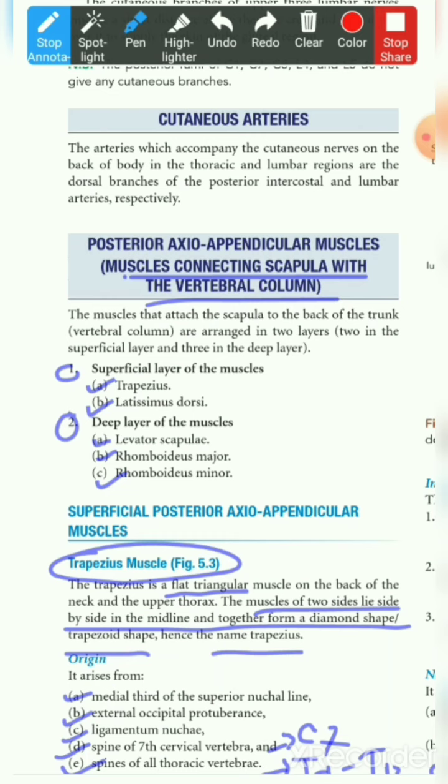Now let's see the origin of the trapezius muscle. It is originating from the middle third of the superior nuchal line, external occipital protuberance, ligamentum nuchae, and spine of the cervical 7 vertebra, and all the spines of the thoracic vertebrae. That means thoracic 1 to thoracic 12 vertebra.